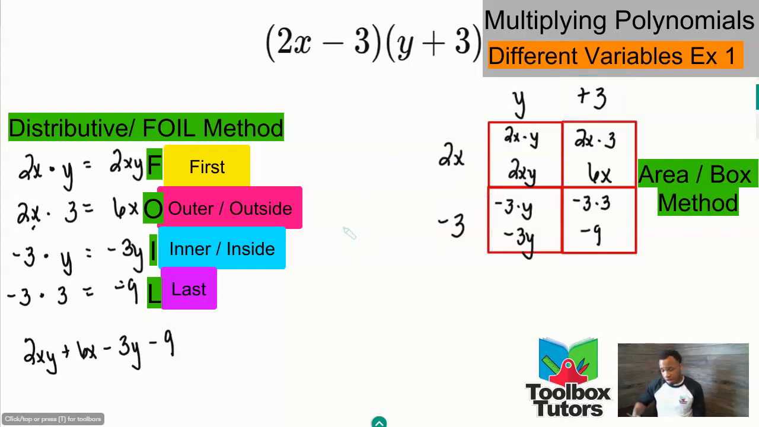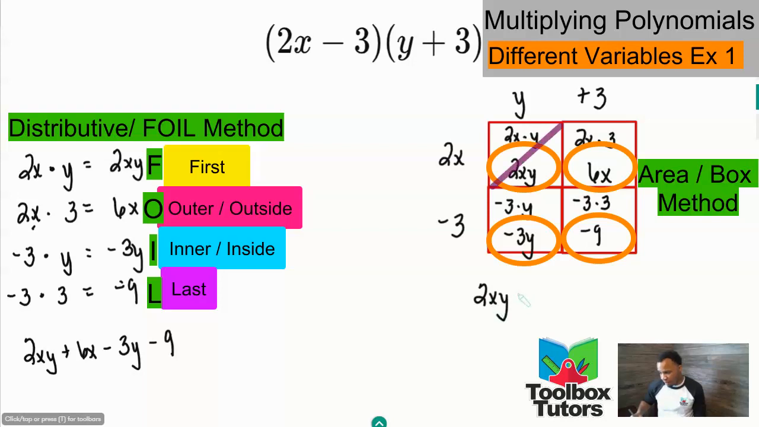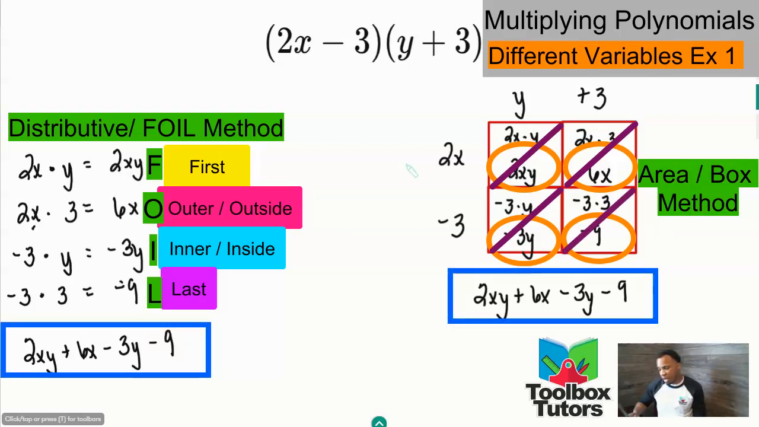Now from here, once again, we have 4 terms, and we want to identify any like terms we have in these boxes. Of these 4 terms, none of these are like terms. So what we'll do is take these 4 terms and write them out, and we'll actually have our answer. Starting with our first box, we have 2xy plus 6x minus 3y minus 9. And notice that we have the same answer after we multiplied these binomials, and we still get the same answer.